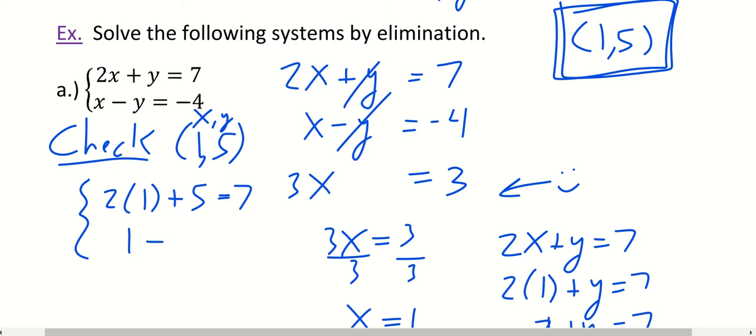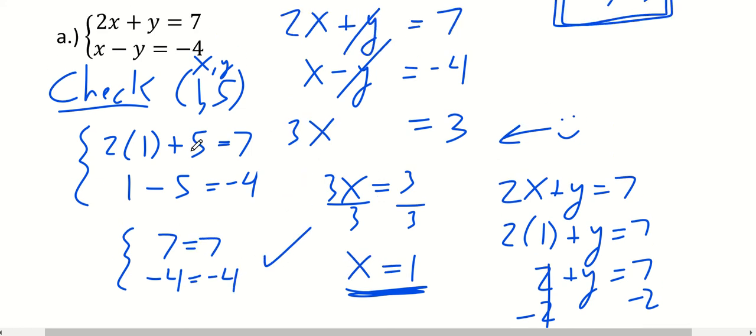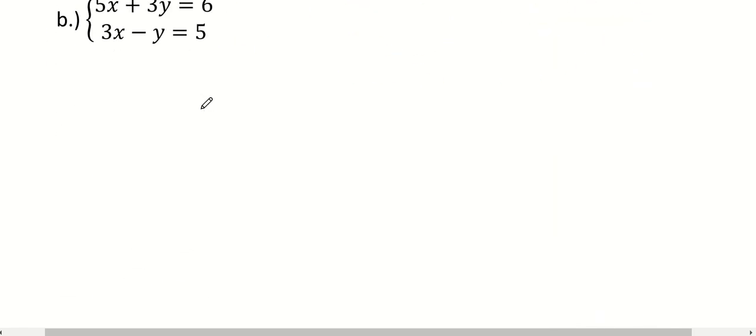And then 1 minus 5 equals negative 4. And sure enough, 2 times 1 plus 5 is 7, so we get 7 equals 7. And then 1 minus 5 is negative 4, so we get negative 4 equals negative 4. So it does check out as our solution to the system, 1, 5.